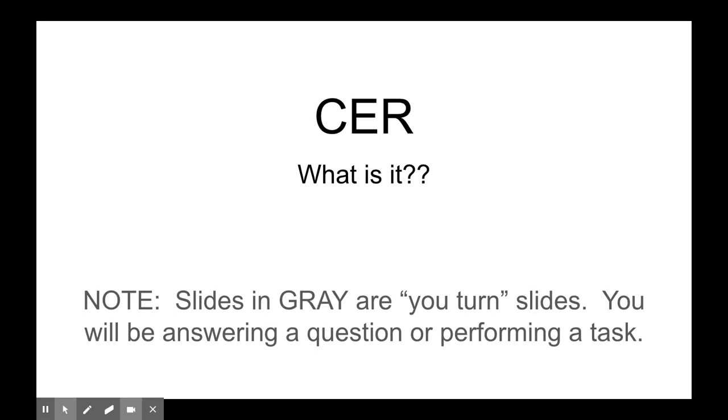Today we're going to be looking at the writing strategy CER. Remember when we are completing our notes that we want to have two screens up on our computer right now, one of this video and the other of your own notes. During the notes, whenever you see a gray slide, that means you are going to be having to perform a task or a question on your notes. So let's go ahead and get started with our notes on CER.